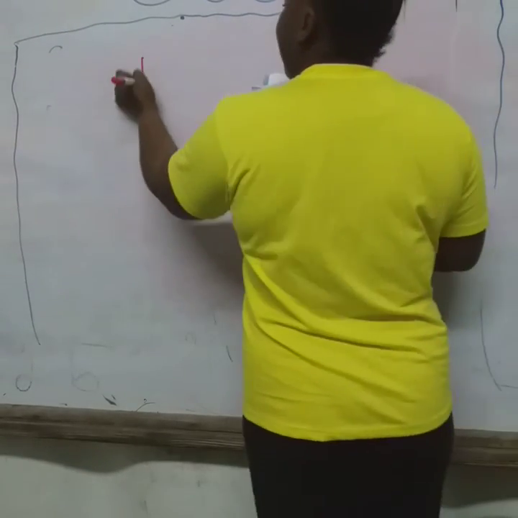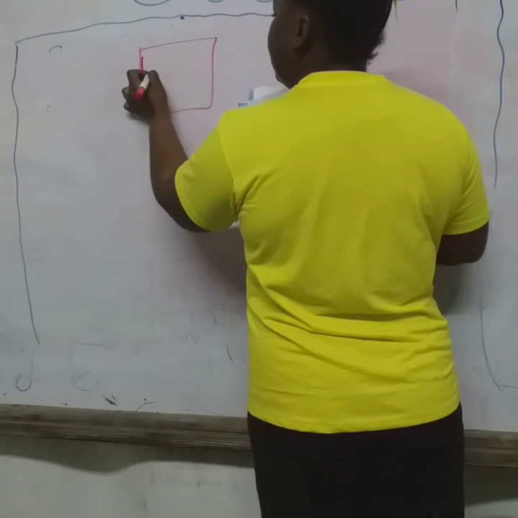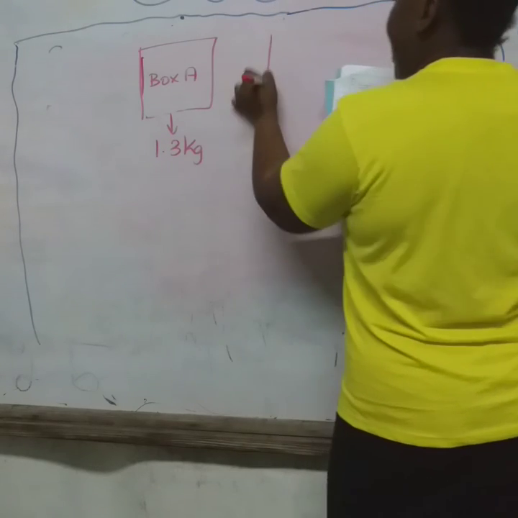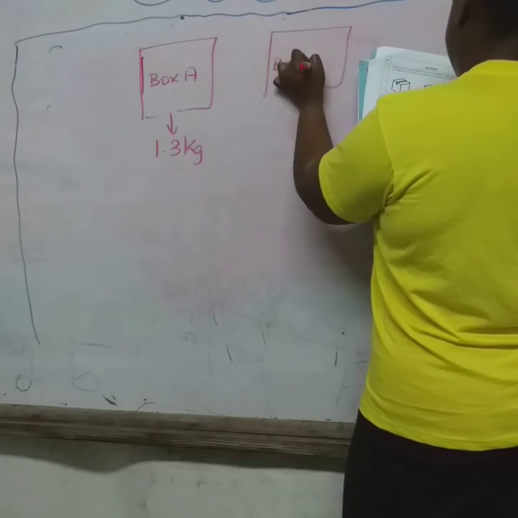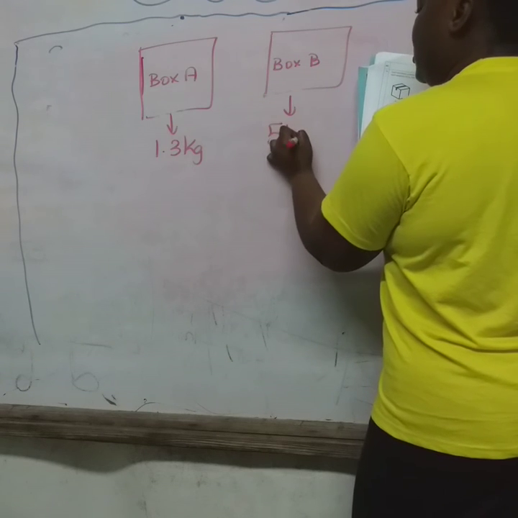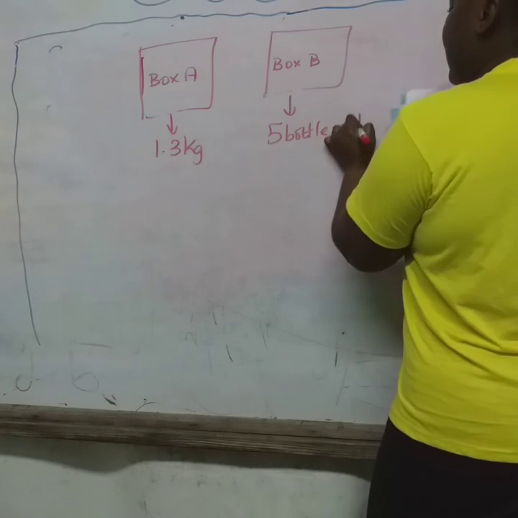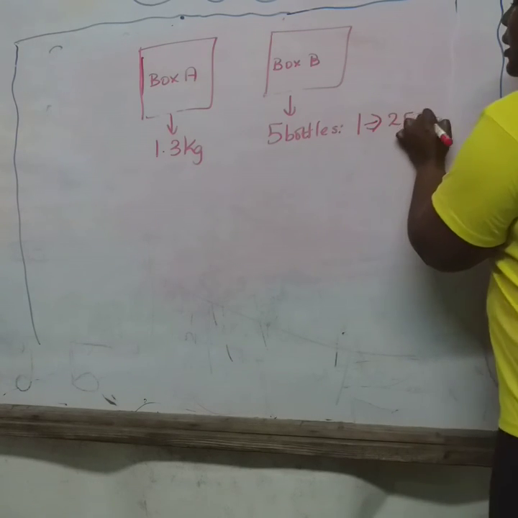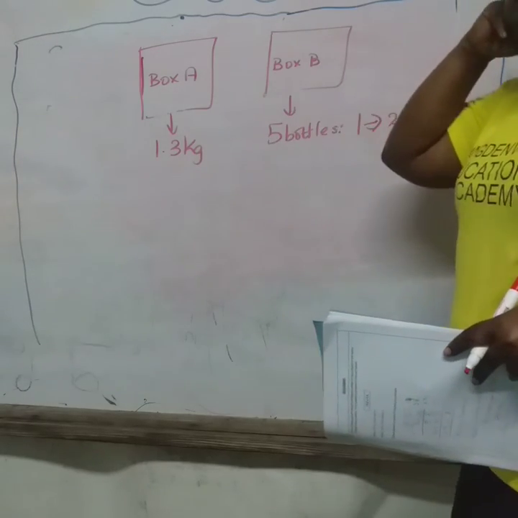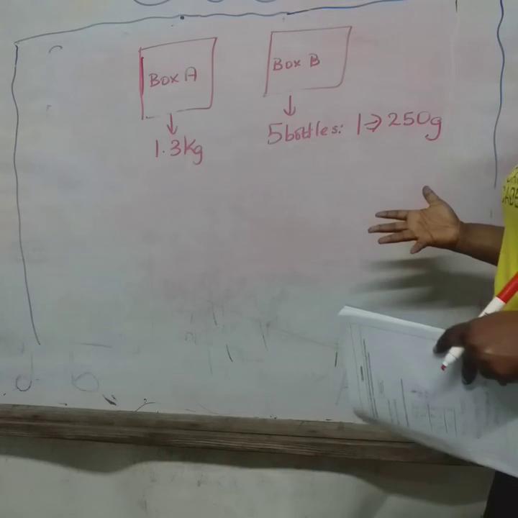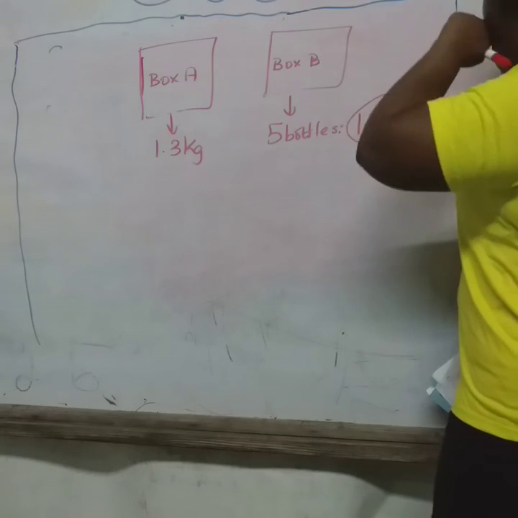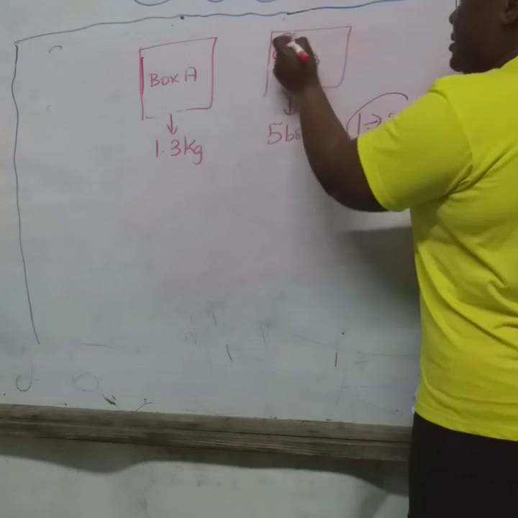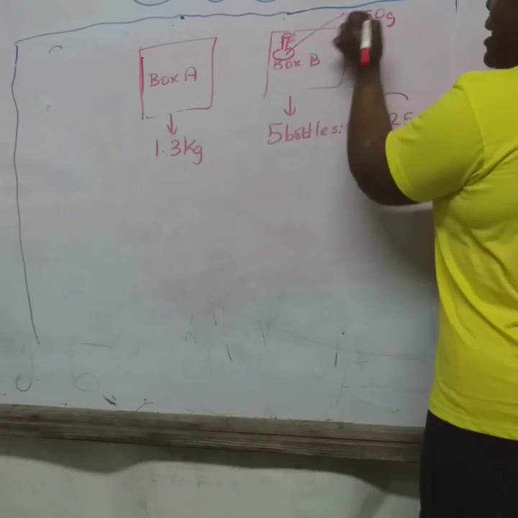Right, so in this question, we have two boxes. I'm going to just draw a diagram. We have box A, and box A weighs 1.3 kilograms, while we have box B, which contains 5 bottles, and each bottle, one bottle, has a mass of 250 grams. I'm drawing a little diagram of a bottle here. One bottle is weighing 250 grams, and you have 5 bottles.